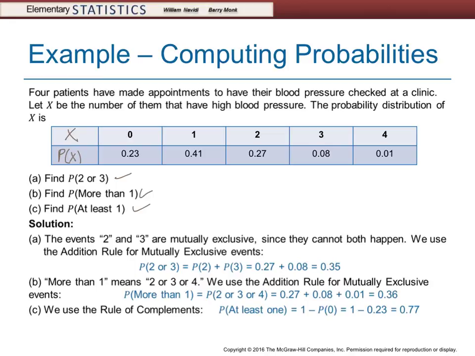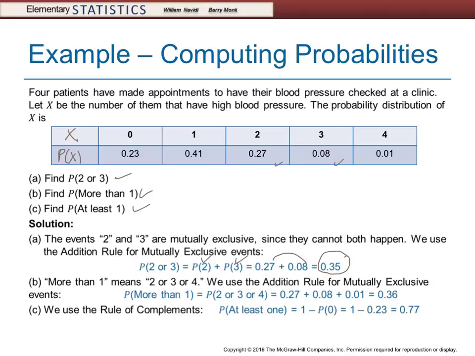So here are the solutions. The events 2 and 3 are mutually exclusive, and since they cannot both happen, we use the addition rule for mutually exclusive events. So we just add the probability for 2 and for 3. We add those two probabilities together and we get the probability of 0.35. And if we put it in percentage terms, that's 35%.